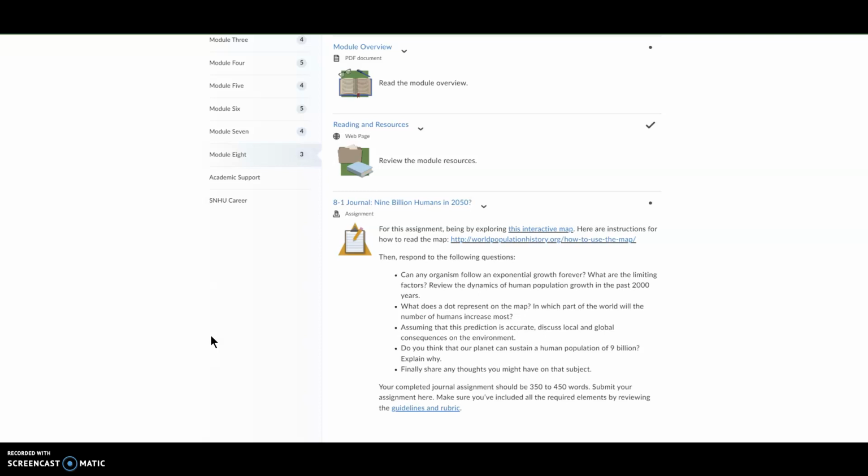There's only one assignment left to do, and that is your Week 8 journal. So this one is a little different than the other journals. There's an interactive map for you to explore, and there are instructions on how to use the map. And then you have some questions to answer about this map.